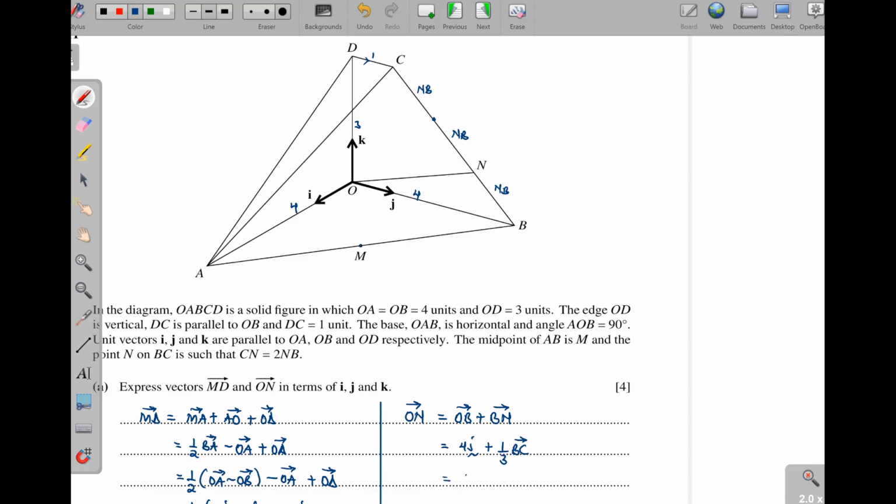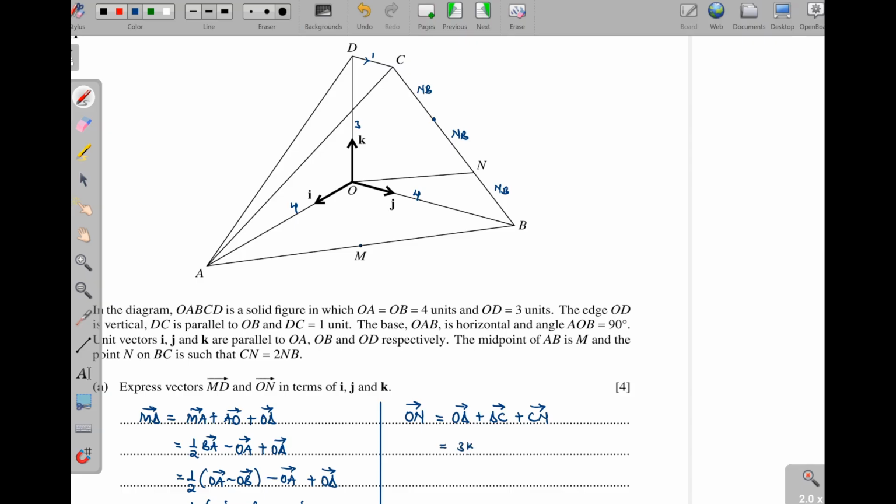Are we there? So master direction, very important here. So how do we get BC? We can say BO plus OD, but I think now the better one to use would be the other one, because now we are coming back, wasting time. So ON is going to be OD, then plus DC, then plus CN.